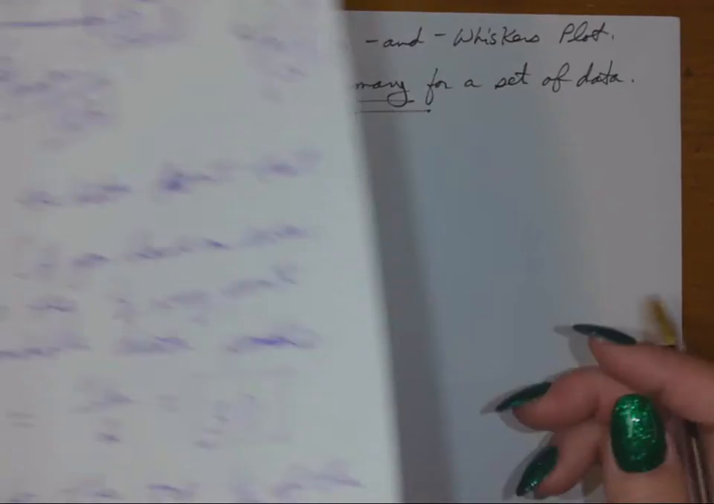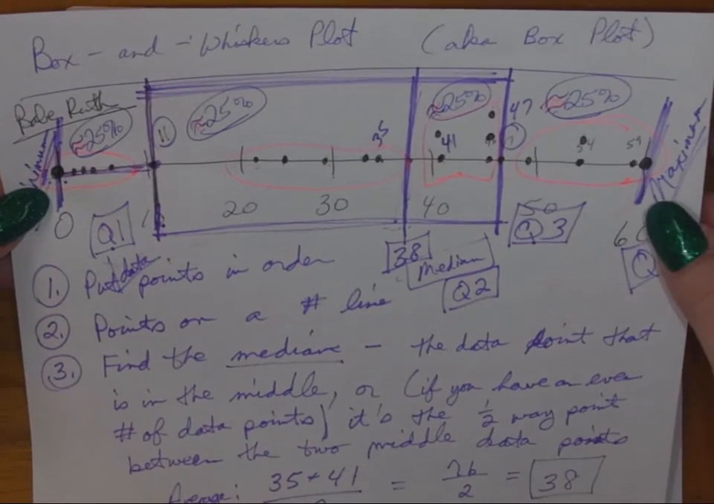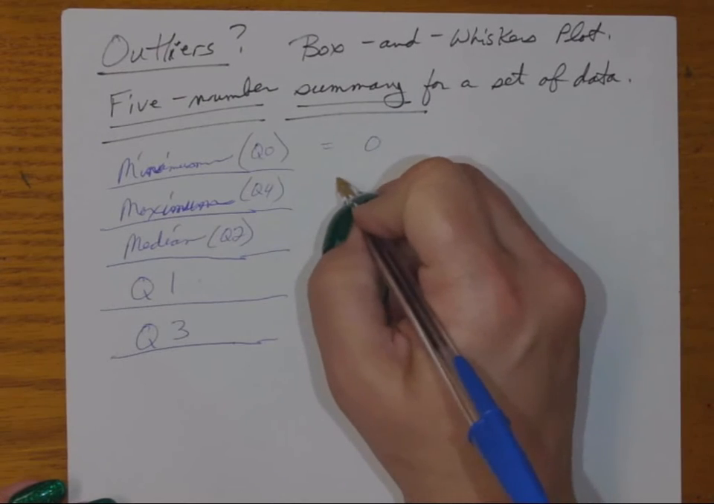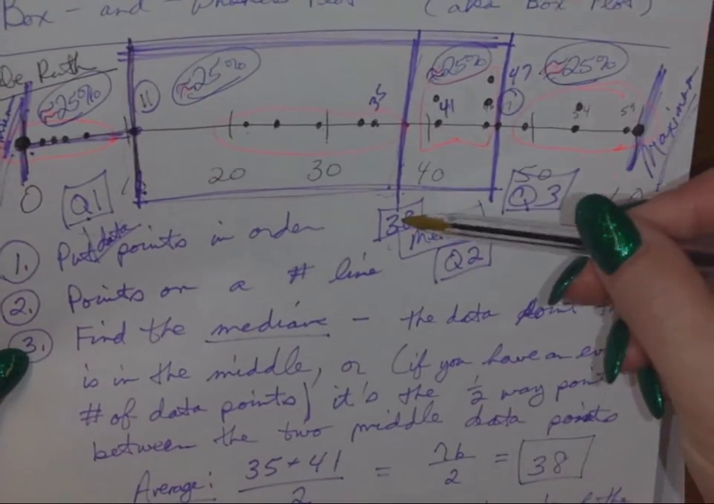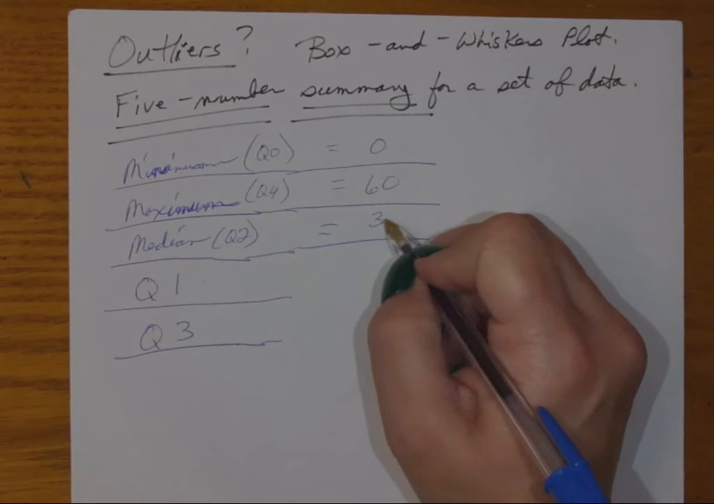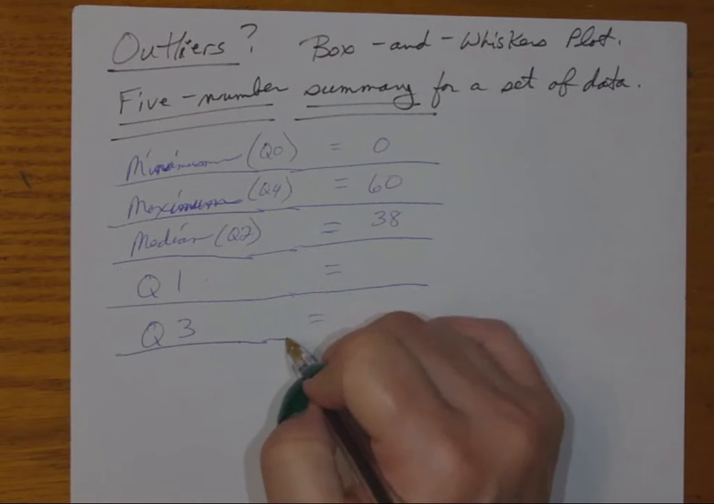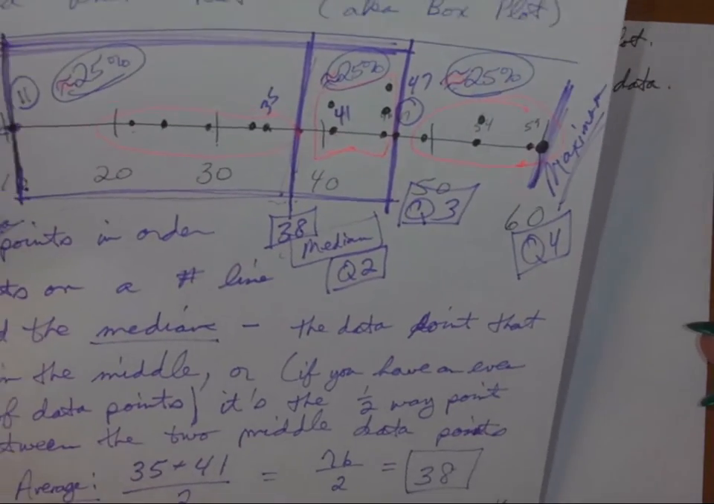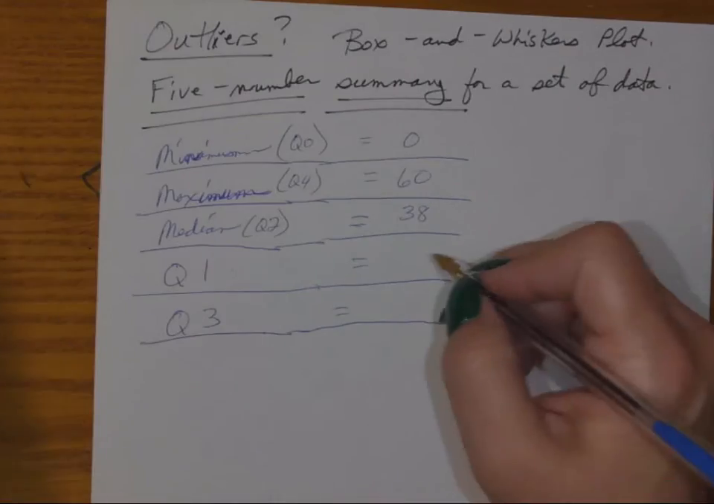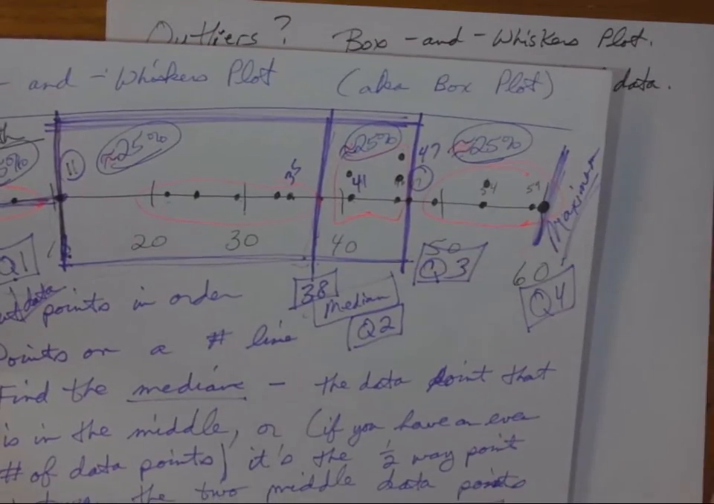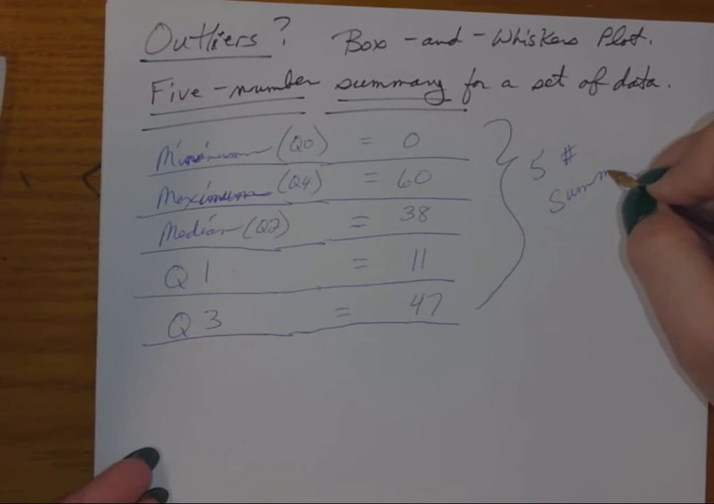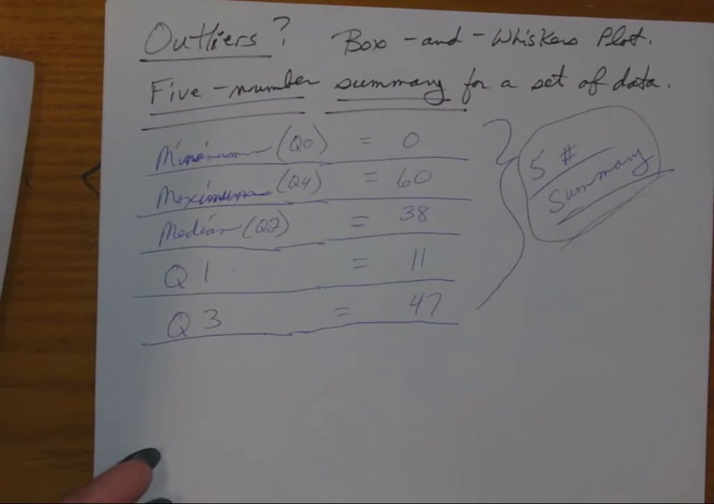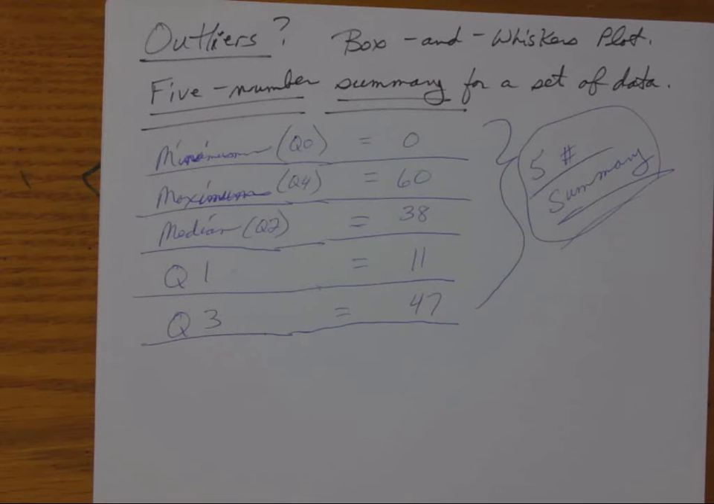Okay, so for Babe Ruth, let's look at his box and whiskers. His minimum was 0. His maximum was 60. His median, we hit it right here, that was 38. And then his Q1 was way down here, it was an 11. And his Q3 was way up here, it was a 47. So this would be Babe Ruth's 5-number summary when we're talking about his home runs, right? And you can do something similar with Hank Aaron if you want to, just so that you can have it and play with it.